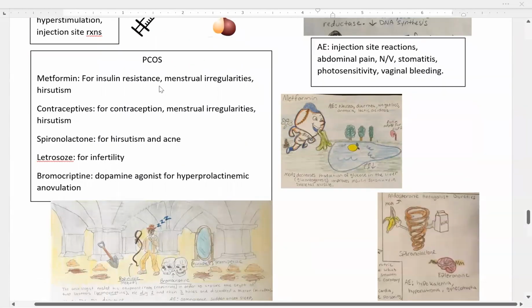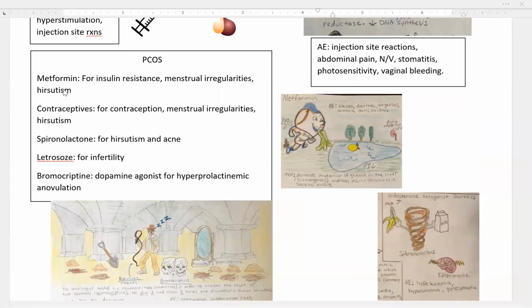Next, we'll move on to drugs for PCOS. You can use a lot of different things here. You can use metformin, and that's for insulin resistance, can help with menstrual irregularities and also hirsutism. This is my previous picture. Metformin is shown by this Mets baseball player. It decreases the production of glucose in the liver, which is why this is in the shape of a liver, and improves insulin sensitivity in the skeletal muscle.